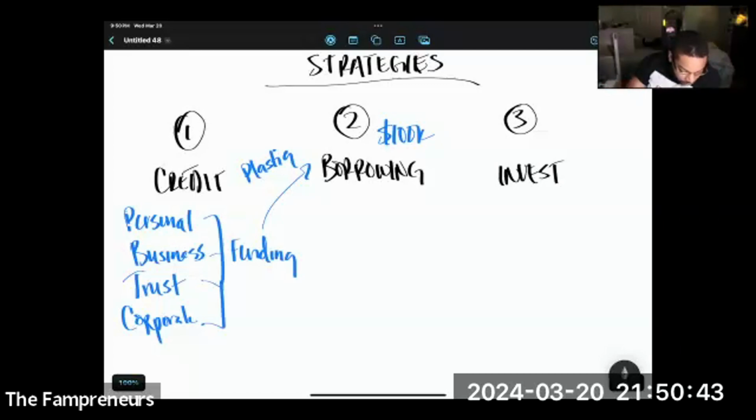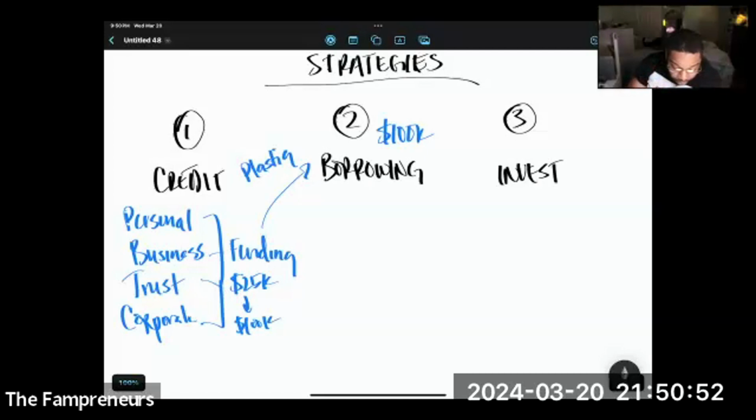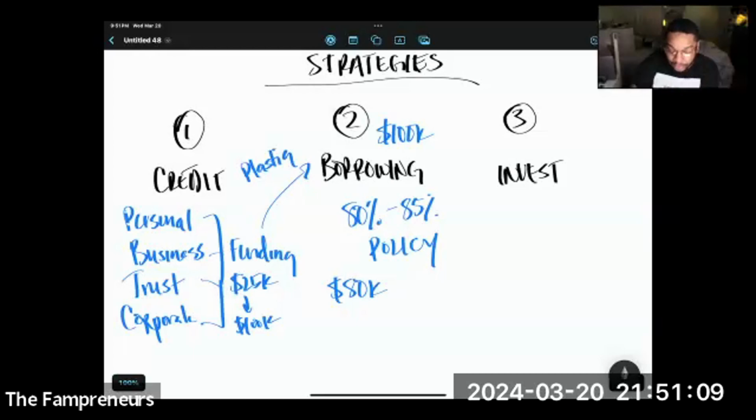Let's say each one of these you got 25K of, which is 100K. And now you can only borrow 80 to 85% of the policy. So that means, let's say we borrowed 80K from the policy. Now what we're going to do is we're going to invest. Now, what to invest in is personally up to you.